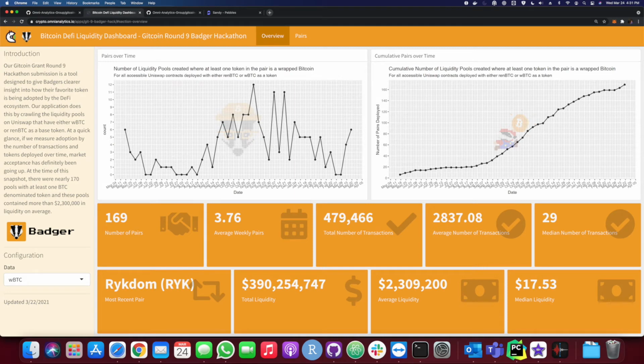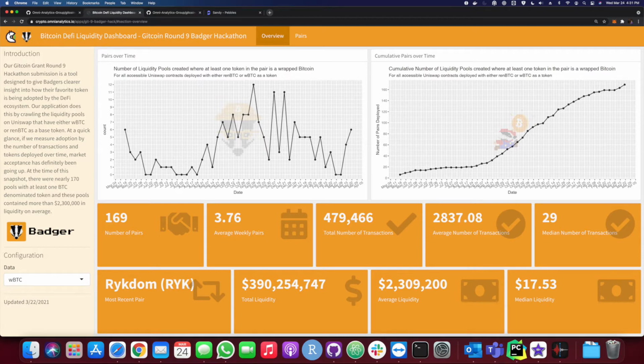We know the Badger community loves Bitcoin as much as we do, and it's that shared love that motivated our submission for round 9 of the Gitcoin Grants Hackathon. So over the course of the last couple of weeks, we've developed an open source Bitcoin Liquidity Dashboard designed to track Bitcoin's DeFi adoption on Ethereum.